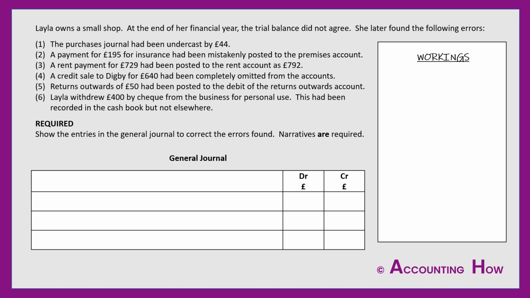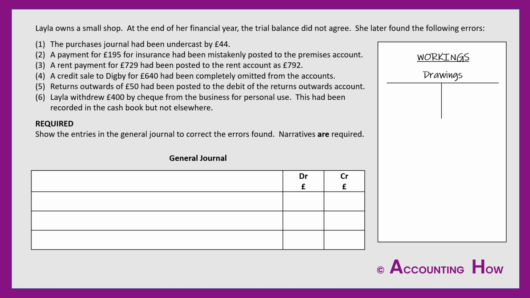And error number 6, Layla withdrew £400 by cheque from the business for personal use. This had been recorded in the cash book but not elsewhere. The clue then is the fact that the money was taken for her own personal use. Hopefully you recognise that we know that as a drawing in accounting. So the account involved in the error is the drawings account.